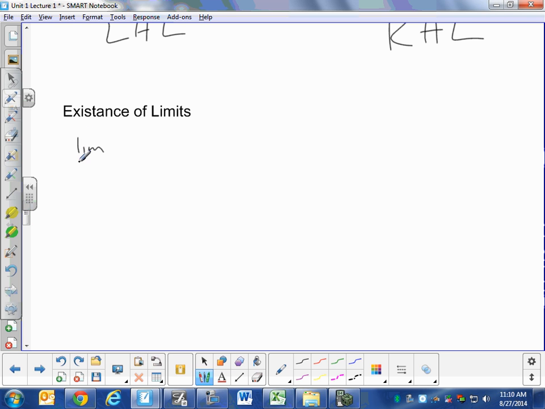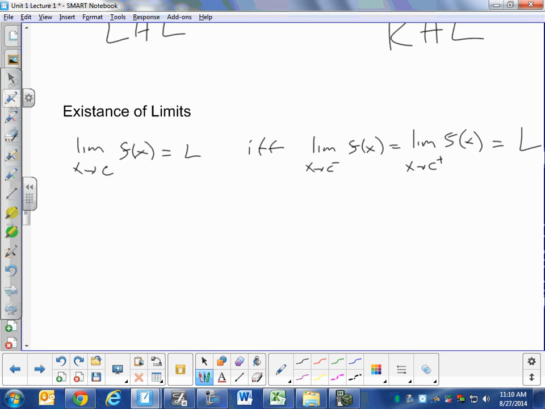I'll use math notation. We want to find the limit as x approaches c of a function. If we say that equals L, that's only the case if and only if, that's an IFF, stands for if and only if, the limit from the left is equal to the limit from the right, which is equal to that value you're looking for, the same value. And this is an L, this is a number.